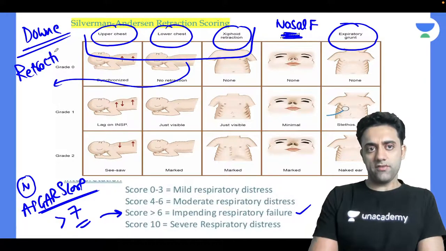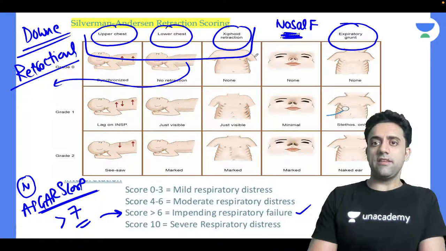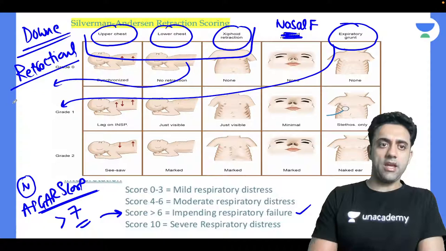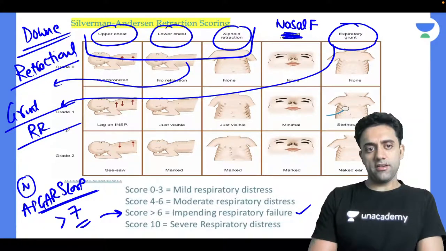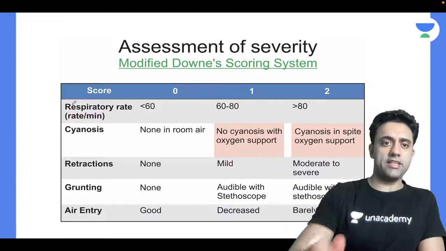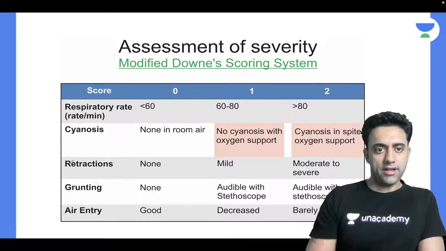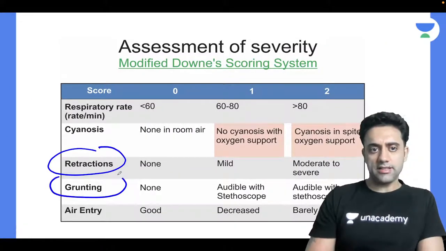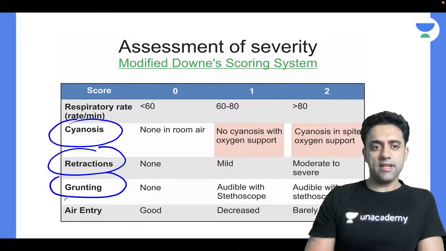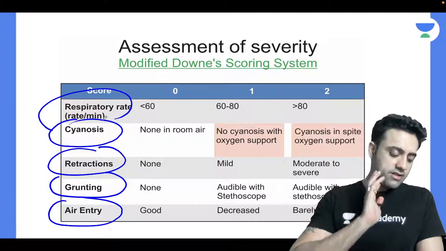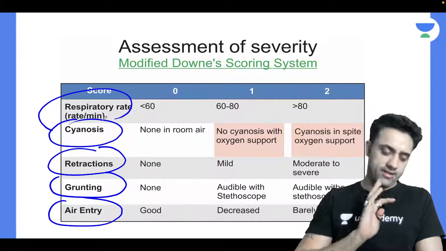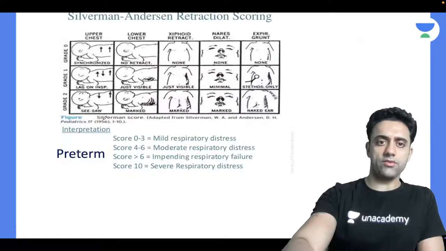Number one, the patient will have retractions. Then very importantly, grunt also is the same. What are the other points? Respiratory rate is the point. Air entry is the point. So retractions are the same, grunt is the same. Then cyanosis, air entry, and respiratory rate. Yeah, that's very true. Again, that is Downey score.